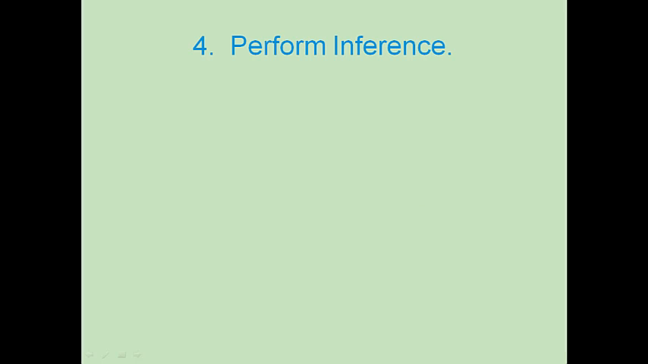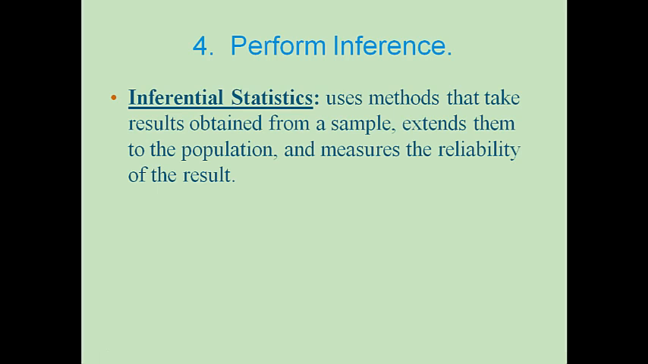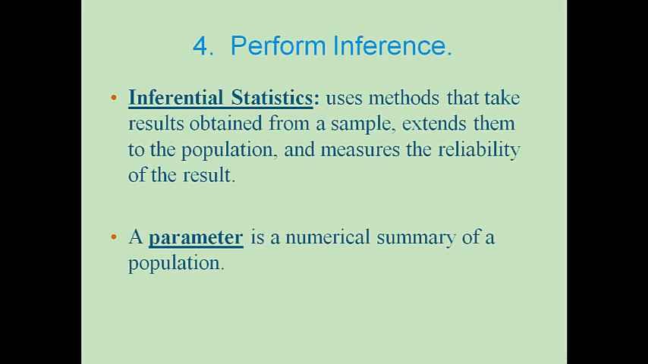The fourth step, we want to perform inference. Inferential statistics uses methods that take results obtained from a sample and extends them to the population, and then measures the reliability of the result. A parameter is a numerical summary of a population.